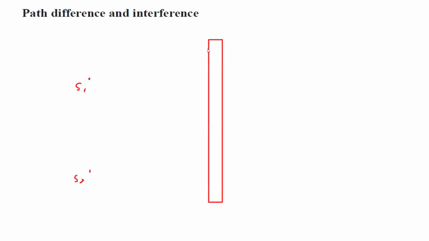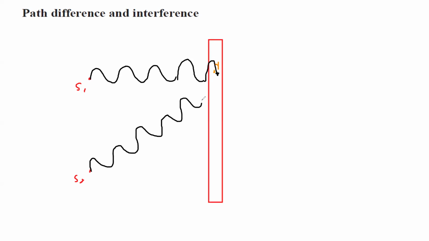So if you have, say, a source 1 and a source 2, and here is a screen, and the question is you have to identify what is produced at y. So for example 1, 2, 3, 4 and 4.5. 1, 2, 3, 4, 5, 6. So this is 6 wavelengths, this is 4.5 wavelengths. What is the path difference here?